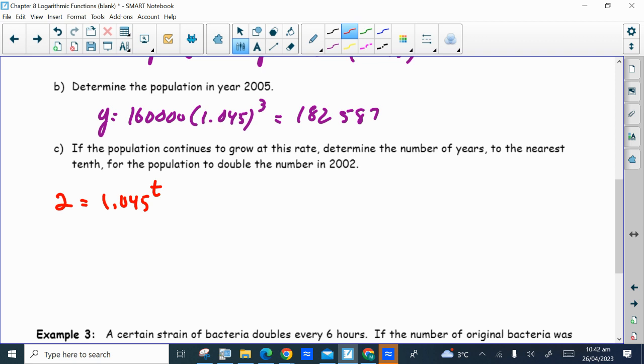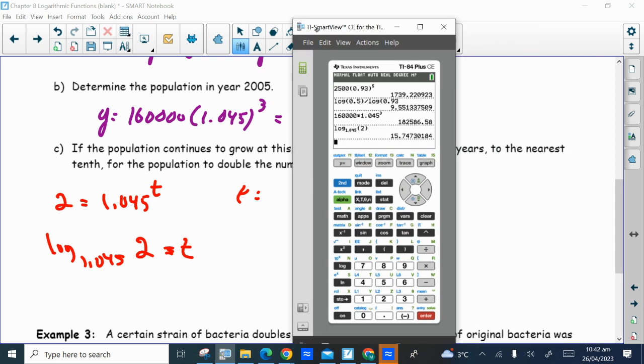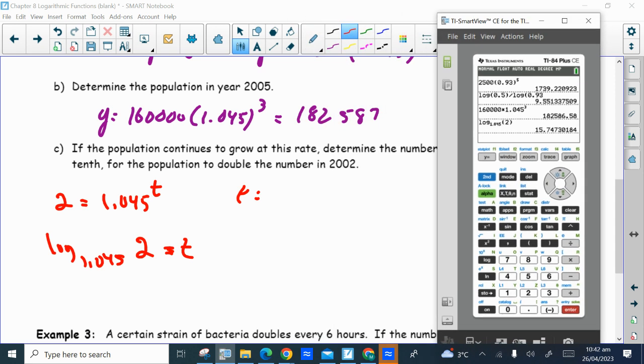We would convert from exponential to logarithmic by starting with the base and cycling through. The base of the exponential is 1.045. That's the base of the log. So we need to solve for this by using our calculator. Either use the change of base identity, or if you have the newer operating system, you can just type it in directly. Log base 1.045 of 2. I think it says to the nearest tenth of a year, so it'll be 15.7 years.